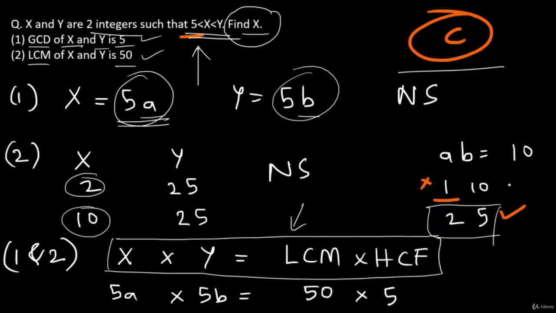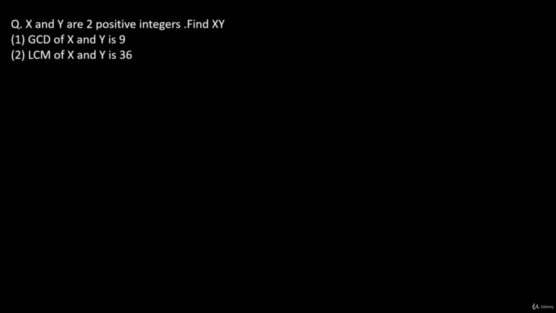Now let's proceed to the next question, which is also a similar question. X and y are two positive integers. Find x into y. Now statement 1 says GCD of x and y is 9, and statement 2 says LCM of x and y is 36. Pause the video, give it a try, and then let's do it together.